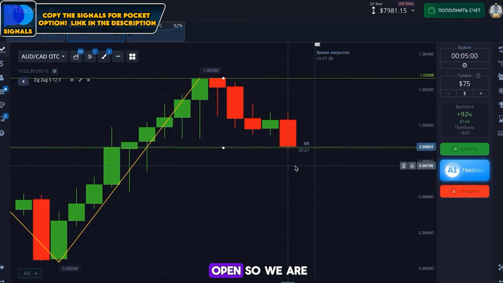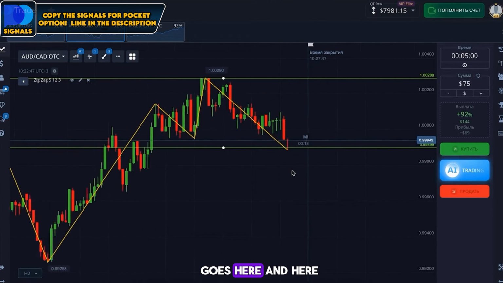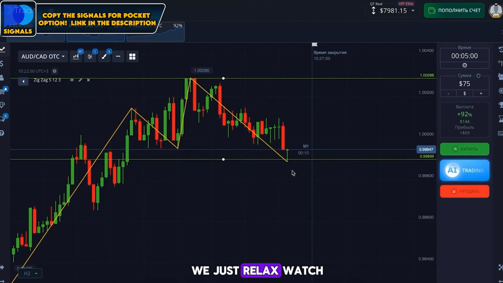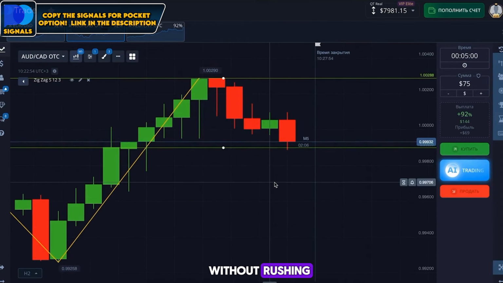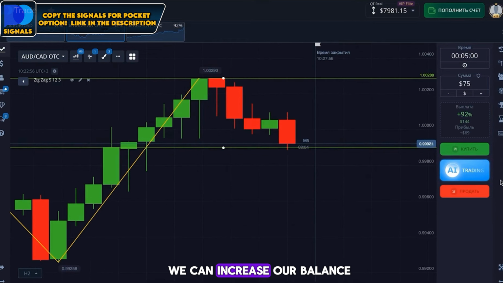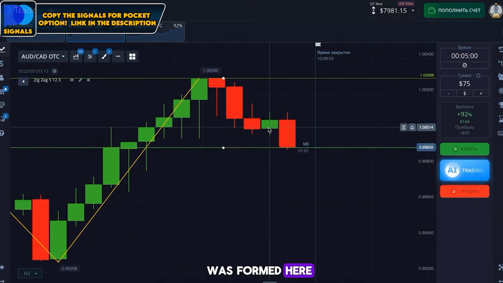Only then will we open, so we are not in a hurry, we relax, watch the trend and keep an eye on it. We can also switch to minute candles. Look at how it goes here. And here we just relax, watch, because we trade carefully without rushing. And in this way, we can increase our balance well. So far we have one trade that went into the negative because a bullish candle was formed here. The other 2 trades have already gone into profit, that is, the 3-minute and 5-minute trades have gone into profit.